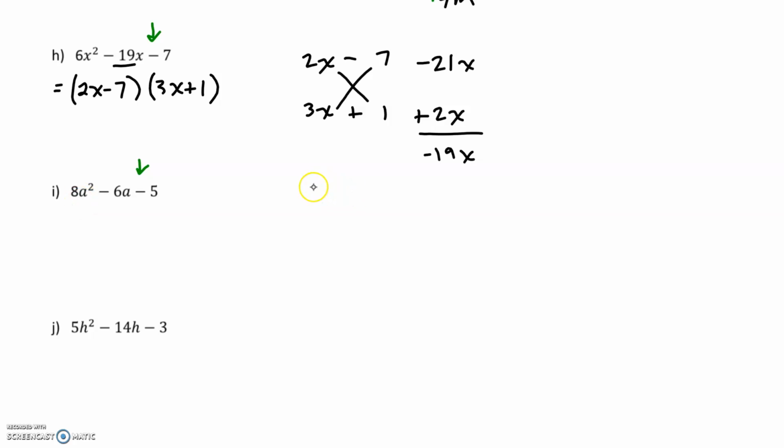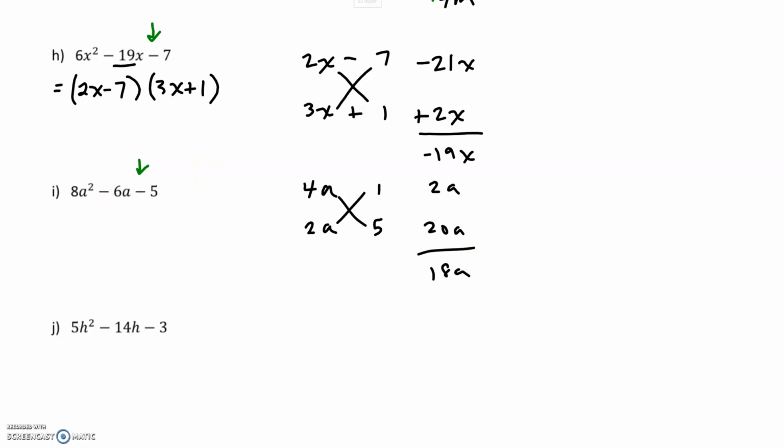So 8 could be 1 and 8 or 4 and 2. It's more likely that it's 4 and 2, so that's what I'm going to start with. 4a times 2a gives me 8a squared. For 5 and 1, the factors are 1 times 5. Let's multiply. 2a times 1 is 2a. 4a times 5a is 20a. And the difference between is going to be 18a. That does not help us.